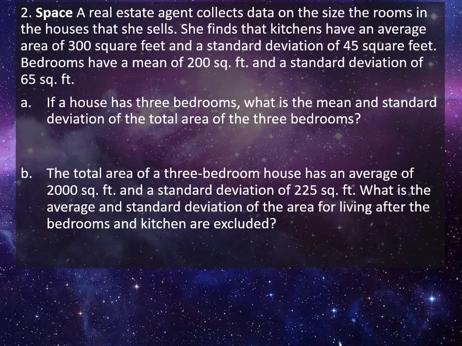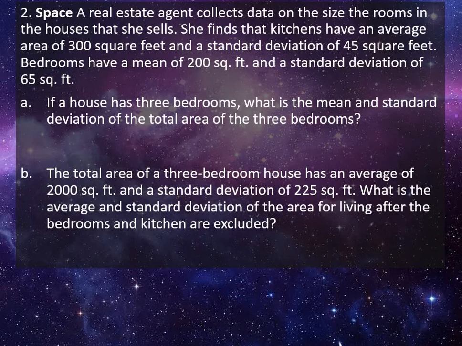All right, talking about number 2. What you need to start with, again, this is all about what kind of work do you need to show. Because this is where people lose those points, and you don't want to be one of those folks. So they're saying if a house has 3 bedrooms, what is the mean and standard deviation? Well, the first thing that I want to do is define X as a bedroom, and then Y as the kitchen. All right, so it says a house has 3 bedrooms. What is the mean and standard deviation of the total area of the 3 bedrooms?